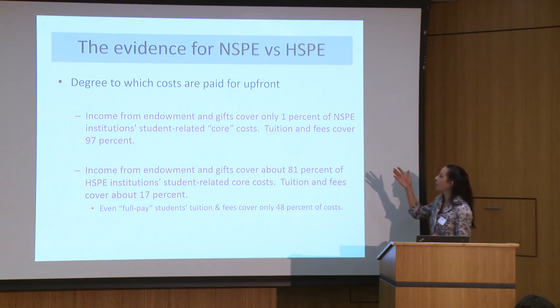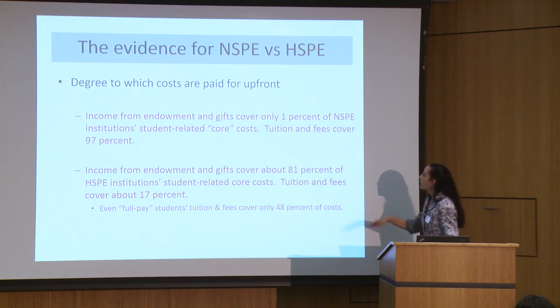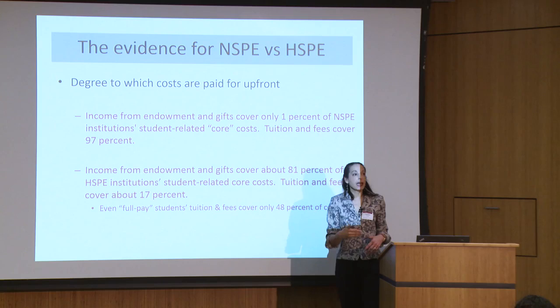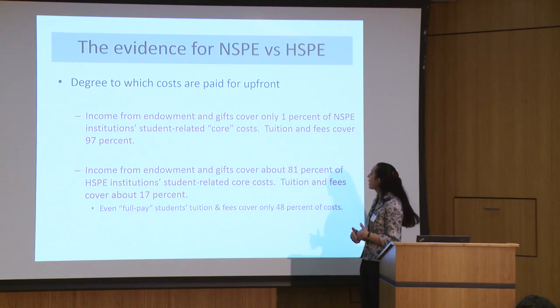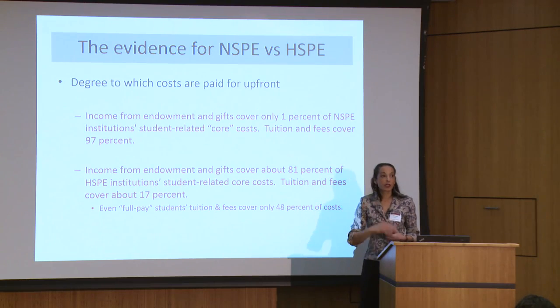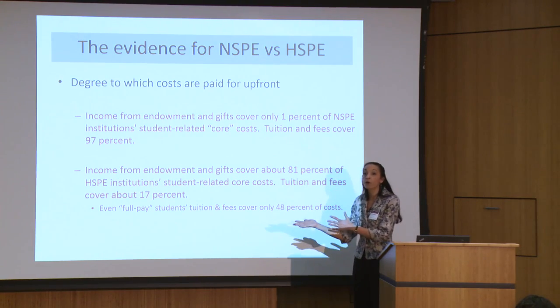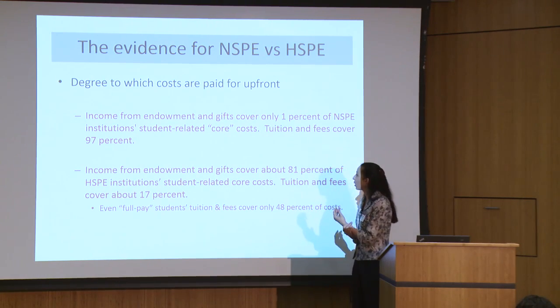Okay, first, let's talk about the degree to which the costs are paid for upfront. At non-selective post-secondary institutions, income from endowment and gifts covers only about 1% of the cost of undergraduate education. It is trivial in importance. Basically, everything is paid for by tuition and fee payments, which are made by students at the time they are attending undergraduate education. Now, some of those may come from loans or grants, but they're paid for at the time. Okay, they're paid for upfront.